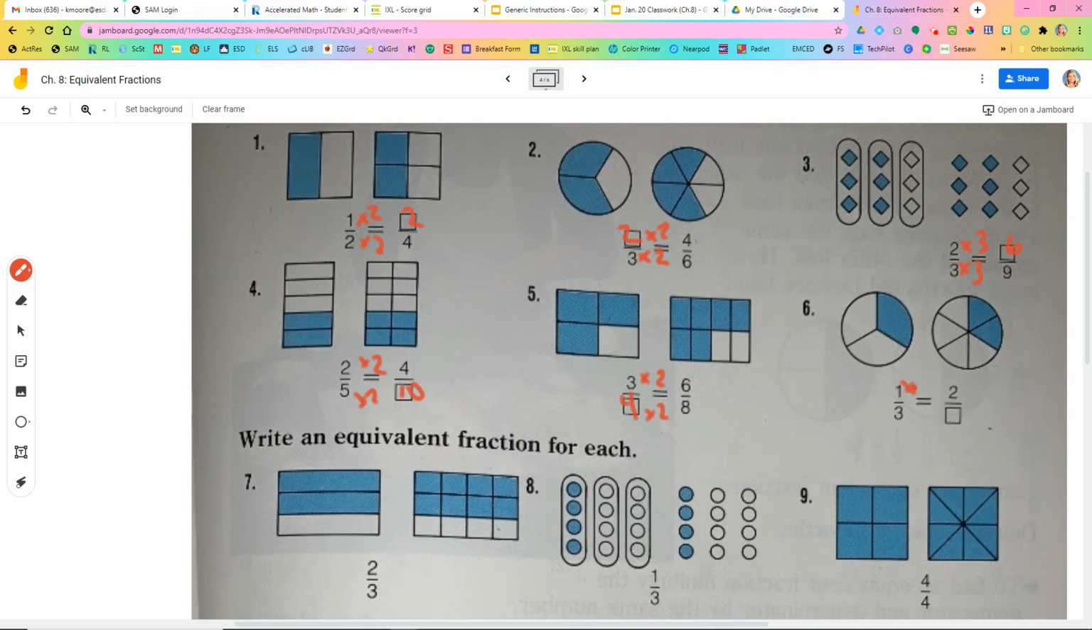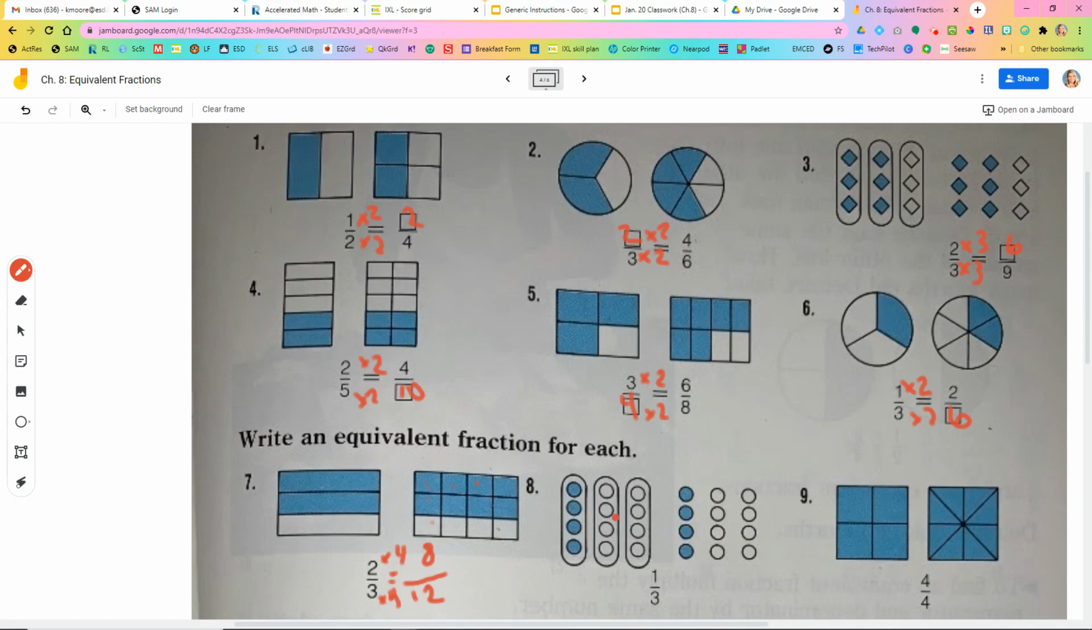How can 1 change to 2? 1 times 2, so 3 times 2 is 6. Now you can also make equivalent fractions like they're doing down here. On this one, they gave you the total number of pieces they wanted to be on the bottom. So this one has 1, 2, 3, 4. Oh, sorry. 1, 2, 3, 1, 2, 3, 4. That one has 12. So 3 times 4 gives me 12. 2 times 4 gives me the 8 that are filled in.